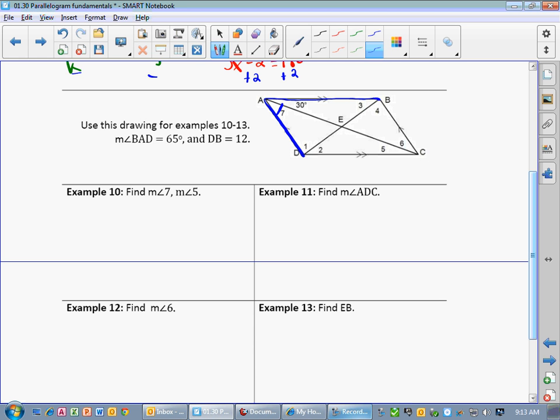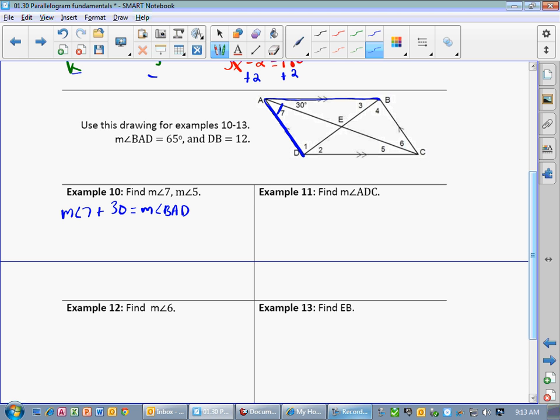Well, we're looking for this angle right here. Do we know any other part of BAD? And we know the 30. So using the angle addition postulate, we say that these 2 smaller ones have to add up to the bigger. All right? So the measure of angle 7 plus 30 is equal to the measure of angle BAD.